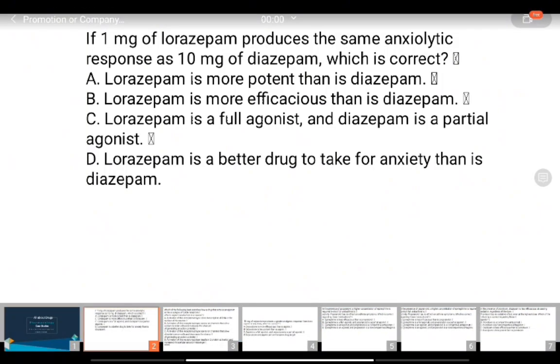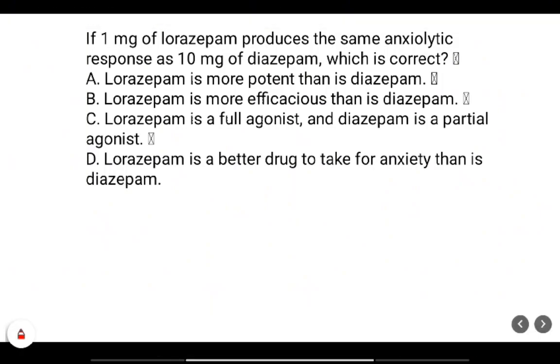First case study is, if 1 mg of lorazepam produces the same anxiolytic response as 10 mg of diazepam, then which statement is correct? Statement 1 is lorazepam is more potent than diazepam. Lorazepam is more efficacious than diazepam. Lorazepam is a full agonist and diazepam is a partial agonist. Lorazepam is better drug to take for anxiety than is diazepam.